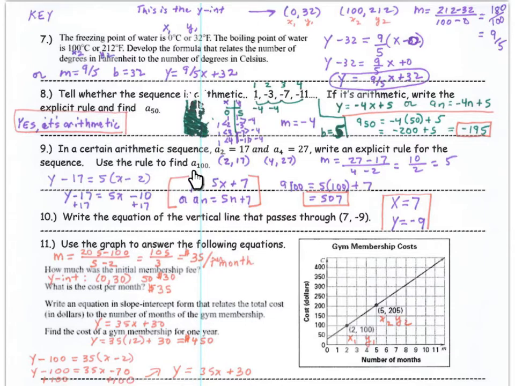Now they want us to use our equation to find a sub 100. So that means we want to know what term is in the 100th position. So we're going to do 5 times 100 is 500, and 500 plus 7 is 507.